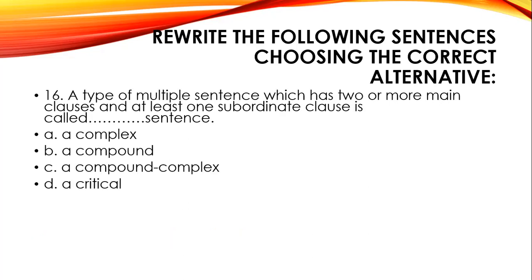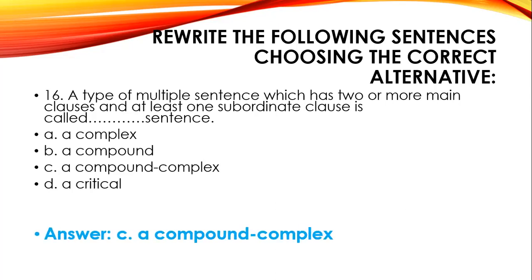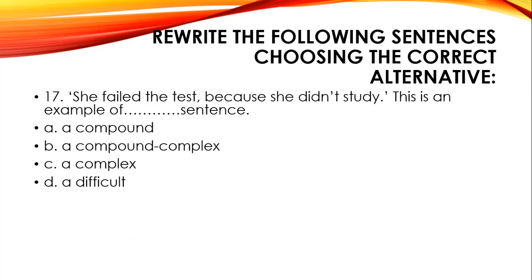A type of multiple sentence which has two or more main clauses and at least one subordinate clause is called dash dash sentence. Option A, complex. Option B, a compound. Option C, a compound complex. Option D, a critical. And the correct answer is option C, a compound complex. A type of multiple sentence which has two or more main clauses and at least one subordinate clause is called a compound complex sentence.